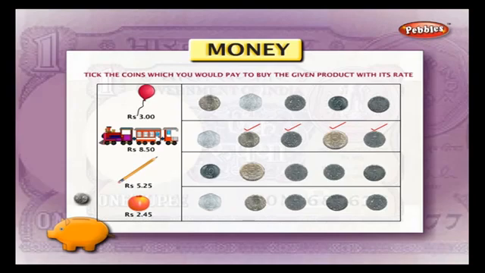The cost of a pencil is given as 5 rupees 25 paise. For this, we should use a 5 rupee coin and a 25 paise coin. The cost of a pomegranate is given as 2 rupees 45 paise. For this, we should use a 2 rupee coin, a 25 paise coin, and a 20 paise coin.